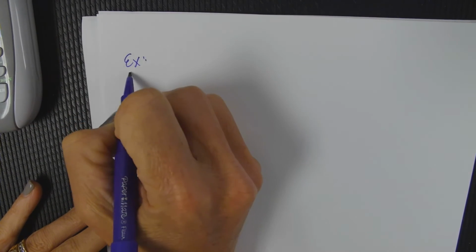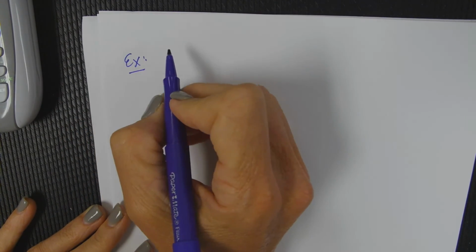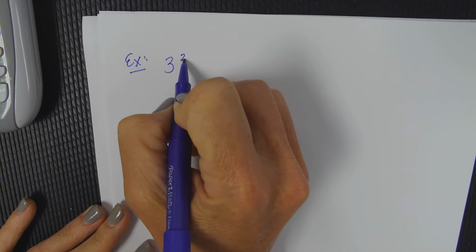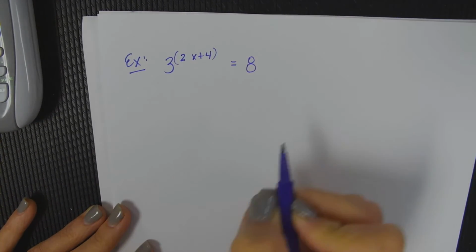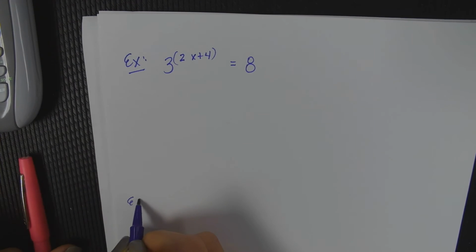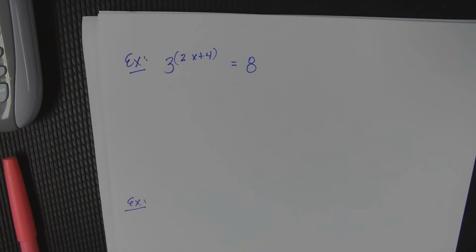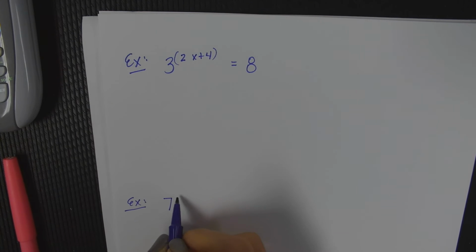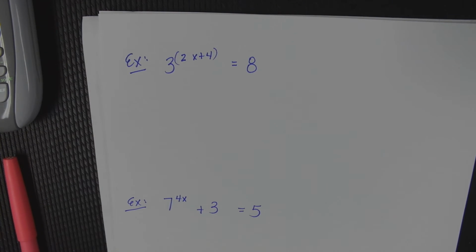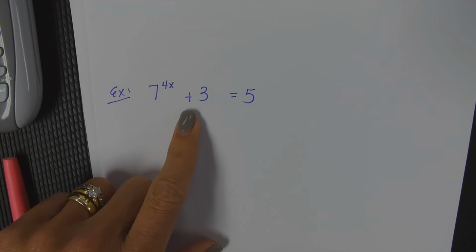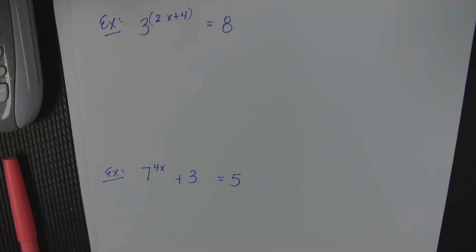All right, so there's that. Okay, here's two problems to do by yourself. Can you see this? There we go. Number 3: 2x plus 4 equals 8. And I'll just do halfway. 7 to the 4x plus 3 equals 5. What should you do first in this second example? Subtract 3.